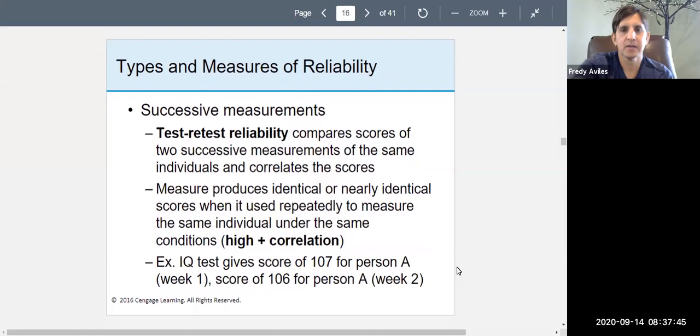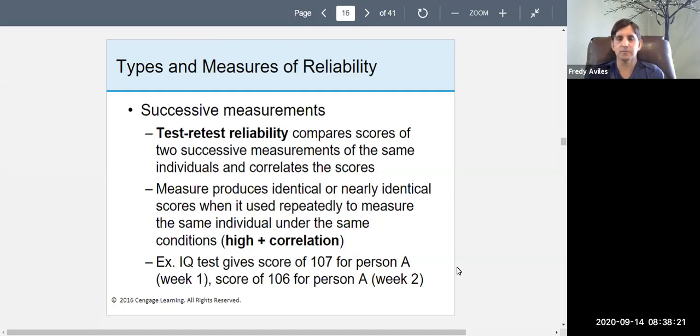Okay. Now, there's different ways to measure reliability. There's not just one way, there's different types of reliability. The one I've been talking about, which is the simplest one, is test-retest reliability. That's when you compare the scores of 2 successive measurements of the same individual and correlate the scores. All right, that sounds complicated, but test-retest reliability is simply this. You measure people once, you measure them a second time, and then you check to see how those scores correlate, whether they are consistent.